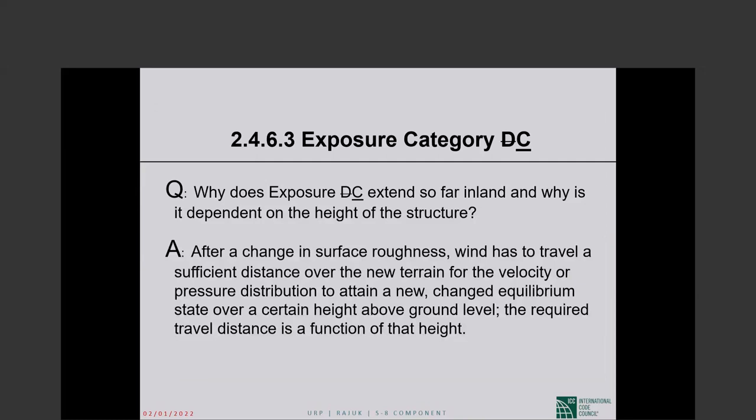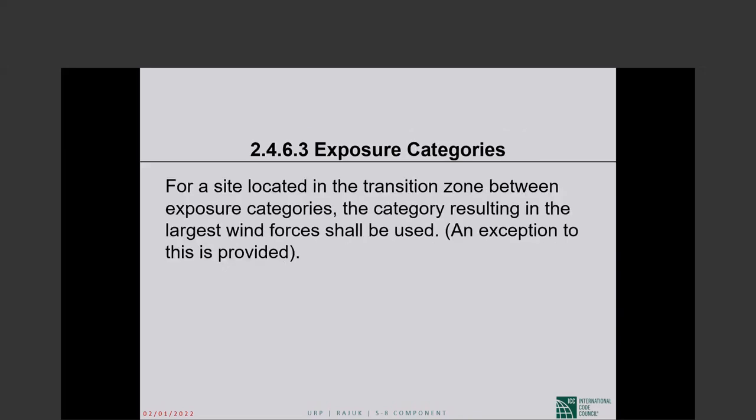Another very good question we got: why does exposure C extend so far inland, and why is it dependent on the height of the structure? This is the answer. After a change in surface roughness, wind has to travel a sufficient distance over the new terrain for the velocity or pressure distribution to attain a new changed equilibrium state over a certain height above ground level. The required travel distance is a function of that height. So you can read that at your leisure and you will probably have a deeper understanding.